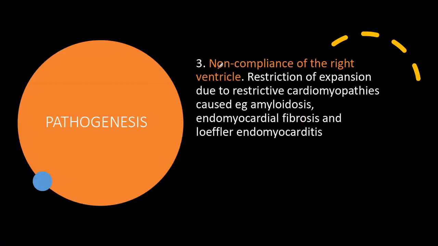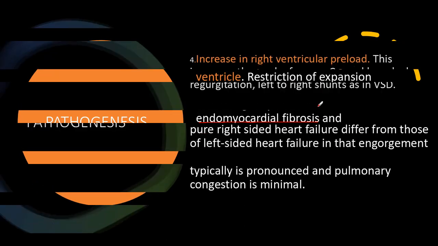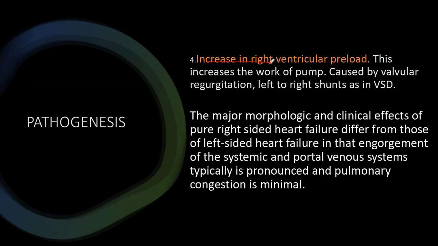Another one is the non-compliance of the right ventricle. Non-compliance of the right ventricle refers to the inability of the right ventricle to fill during diastole. During diastole, the right ventricle cannot relax. Simply put, the right ventricular muscle wall is stiff, so it cannot relax to allow filling. This restriction of expansion can be due to restrictive cardiomyopathies such as amyloidosis, endomyocardial fibrosis, which is the most common form of restrictive cardiomyopathy, and Loeffler endomyocarditis. These are the three forms of restrictive cardiomyopathies.